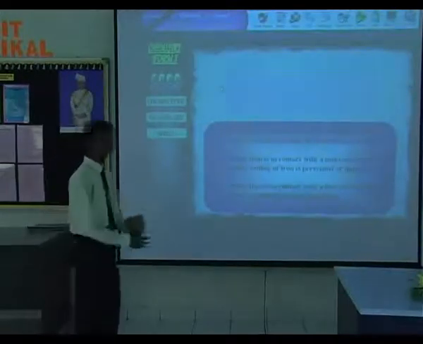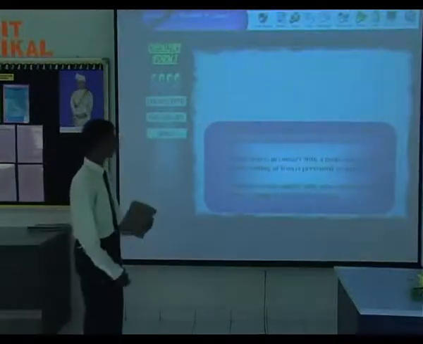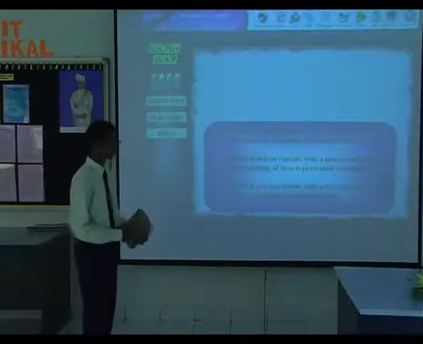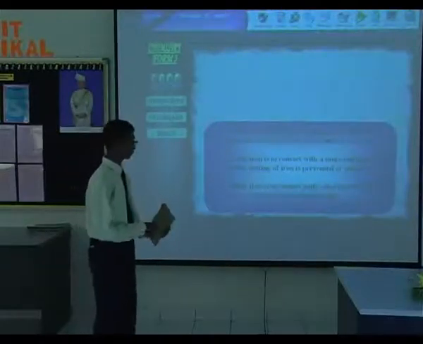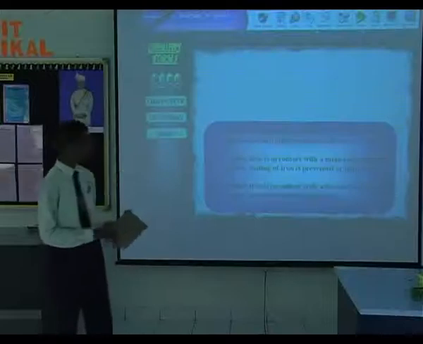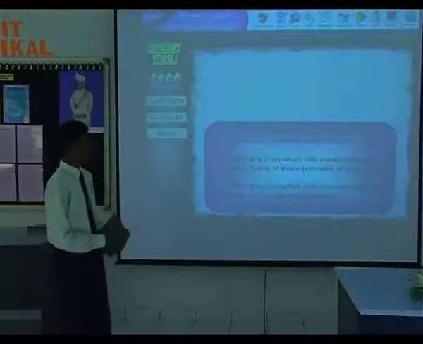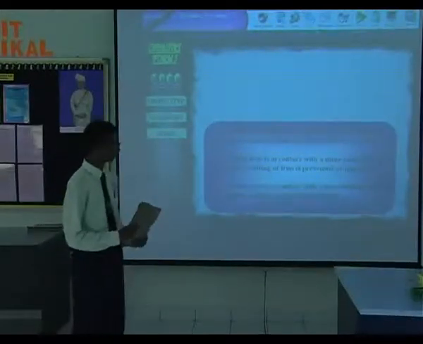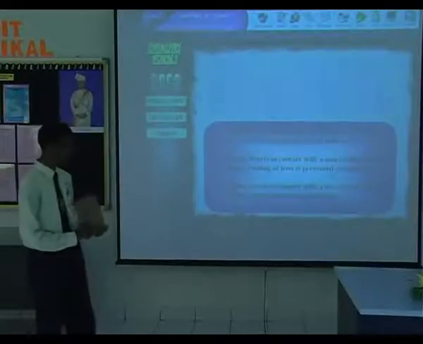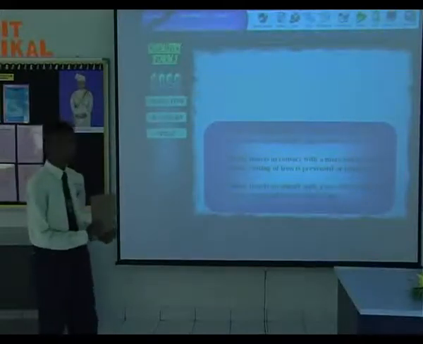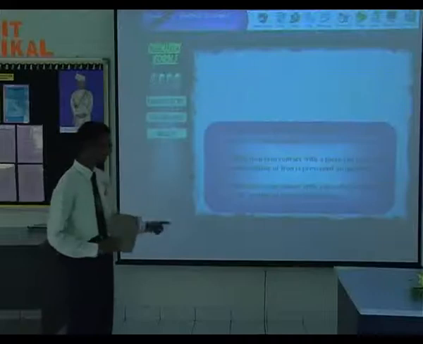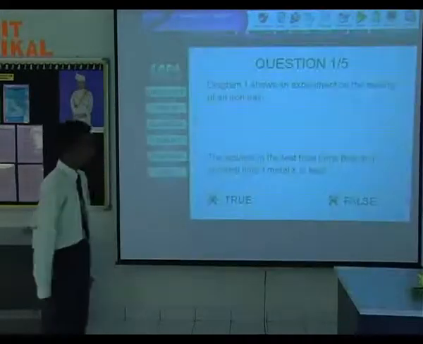When two metals are in contact with each other, the more electropositive metal will corrode first. When iron is in contact with a more electropositive metal, rusting of iron is prevented or inhibited. When iron is in contact with a less electropositive metal, rusting of iron is speeded up.